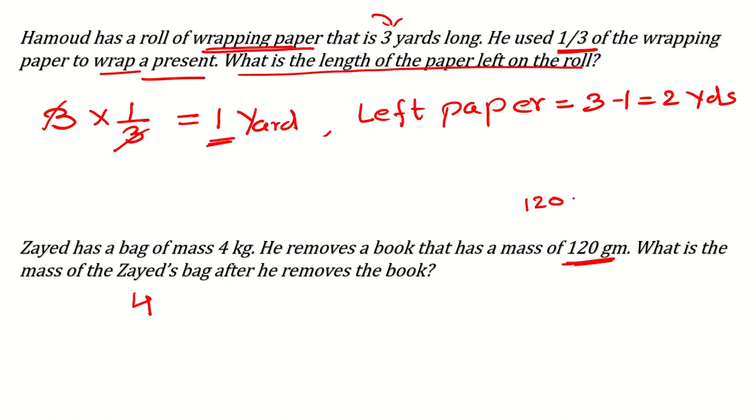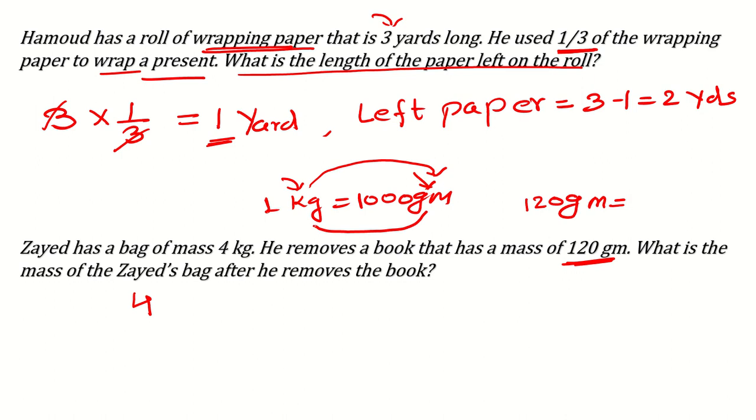So if you have to convert gram into kilogram, what will you do? Will you multiply by 1000? No, because see, 1 kilogram is equal to 1000 gram. So kilogram is big, gram is small. If you are converting from bigger to smaller, then you will multiply, but if you are converting from smaller to bigger, then you will divide. Okay, so 120 divided by 1000.